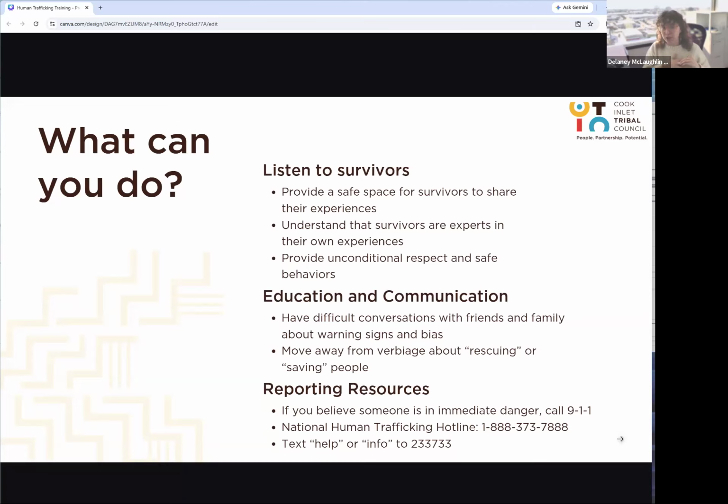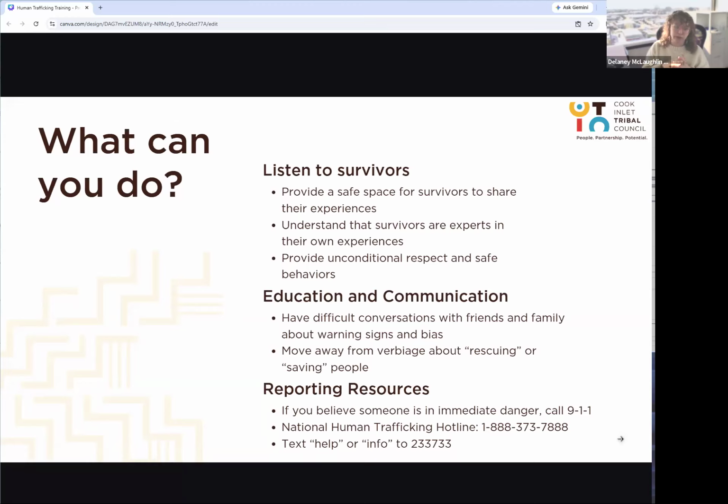Another really awesome thing you can do involves education and communication. In the trafficking sphere, there's a lot of verbiage about rescuing and saving and fixing, and a lot of times that verbiage can be really harmful because it decenters a person's autonomy and their strength and their resilience. And so having difficult conversations with your community about warning signs and also about bias can be really helpful.